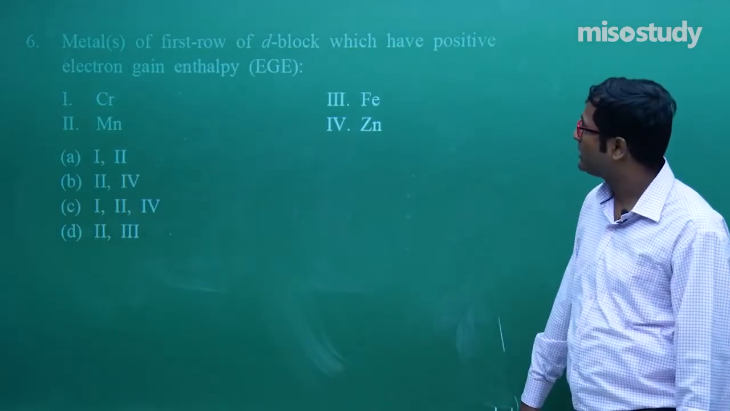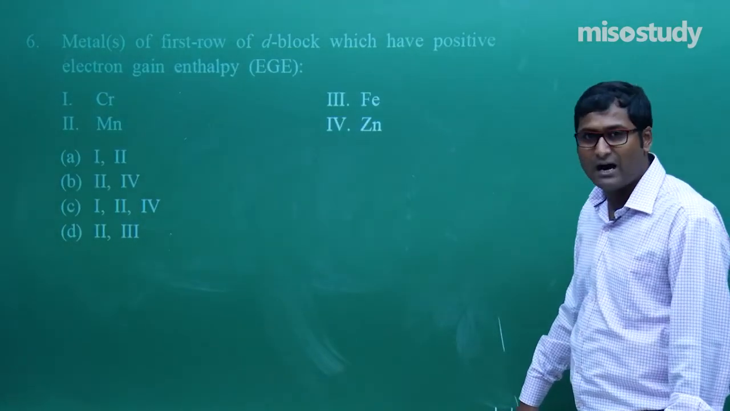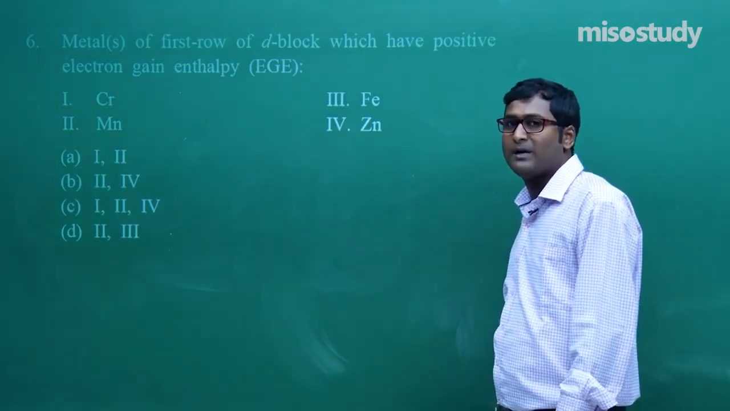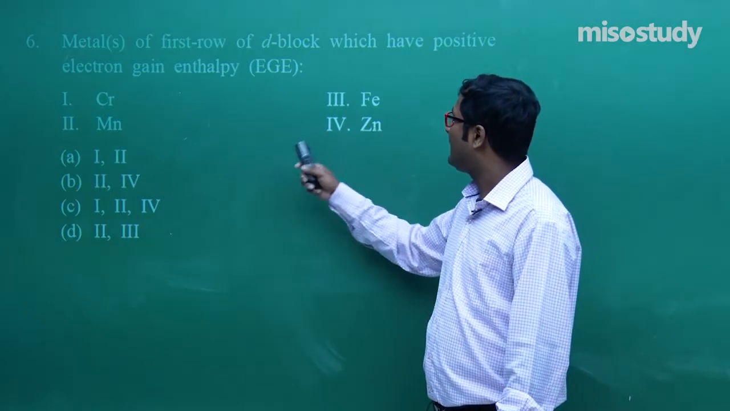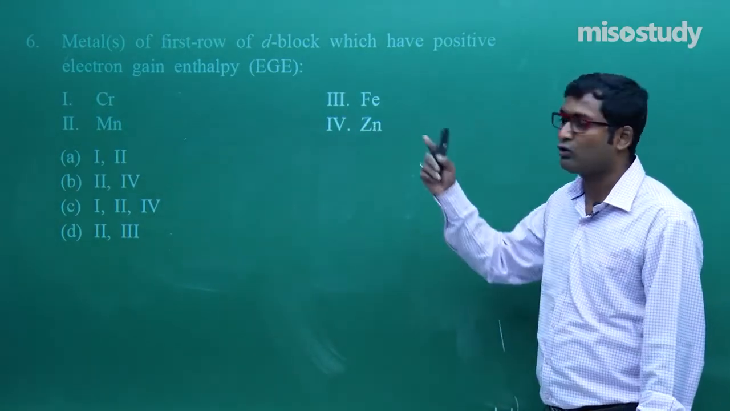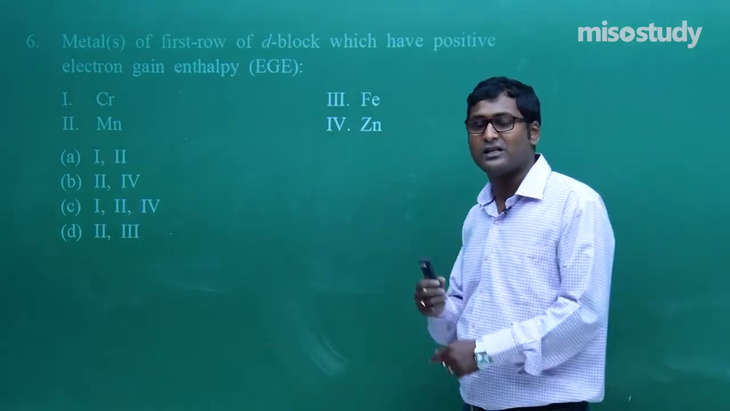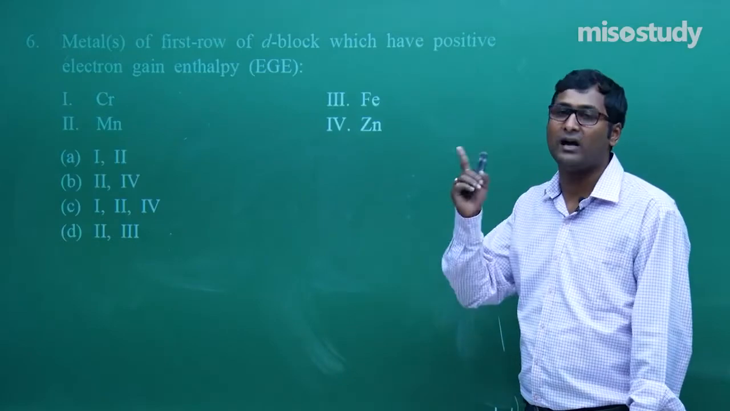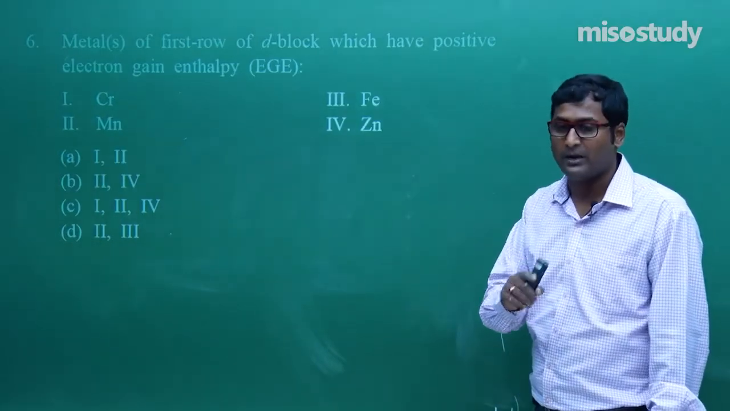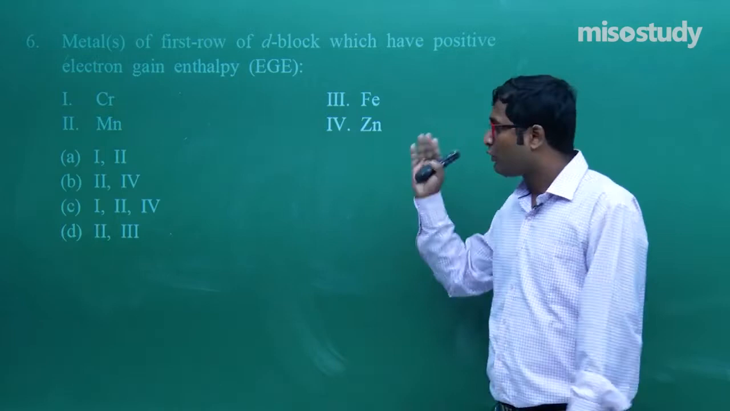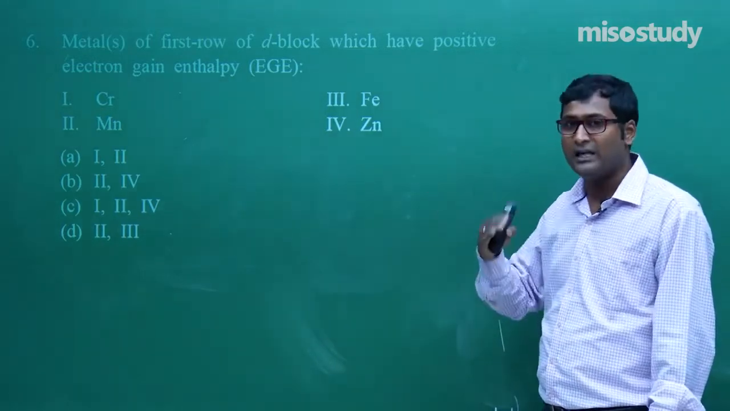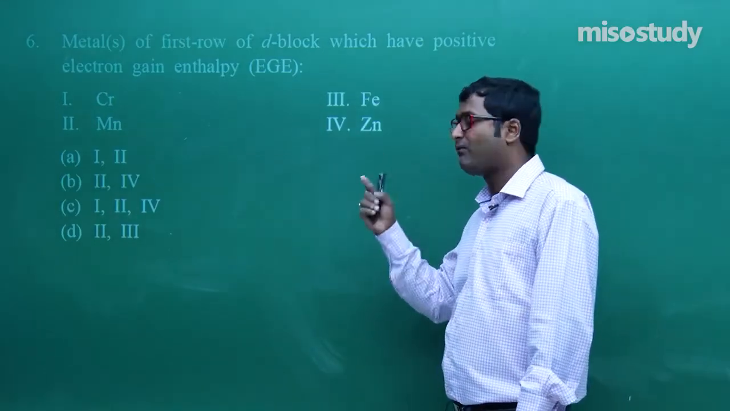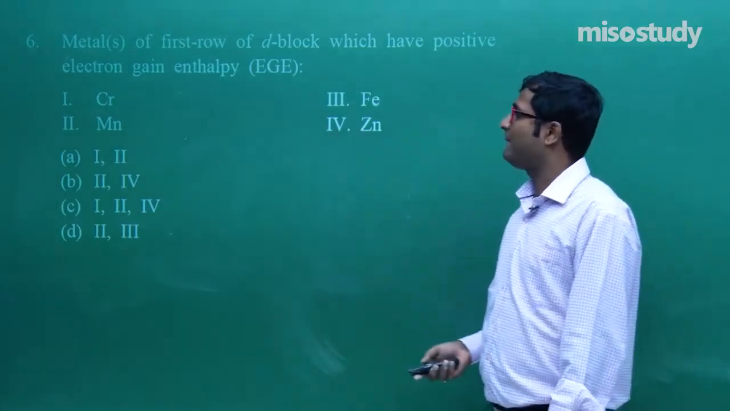Now let's move to question number 6. As I told you, half-filled and fully filled configurations have high stability, and in this case they have a positive value of electron gain enthalpy, that is Mn and Zn. One more thing I am going to mention here, chromium. Chromium has the normal configuration 3d4 4s2, but due to gaining stability it becomes 3d5 4s1. So we will not consider chromium. I am repeating, chromium 3d4 4s2, for gaining stability, modifies its electronic configuration from 3d4 to 3d5 4s1. So the best one is Mn and Zn.